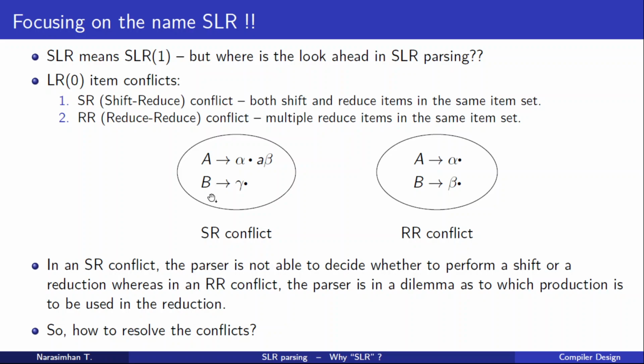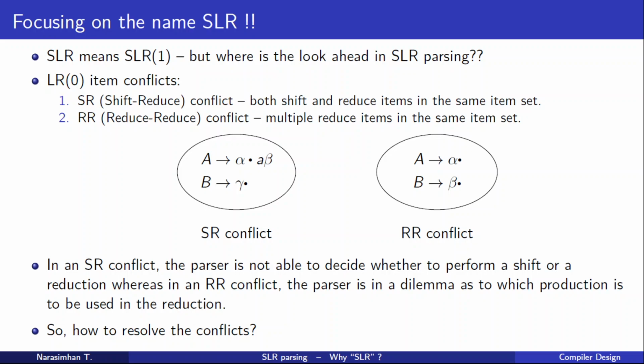Remember, shift items contribute to shift entries and reduce items contribute to reduce entries. So if you have a shift item, you should go for shift action. If you have a reduce item, you should go for reduce action. So if the same item set contains both shift items and reduce items, you need to define shift action as well as reduce action. So there is a conflict there. Which one should I perform? Should I go for shift operation or should I go for reduce action? That is a conflict there, SR conflict.